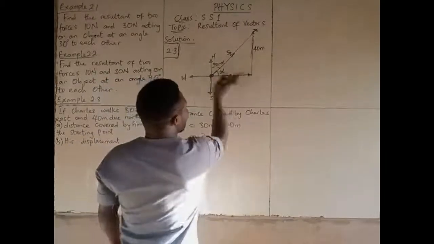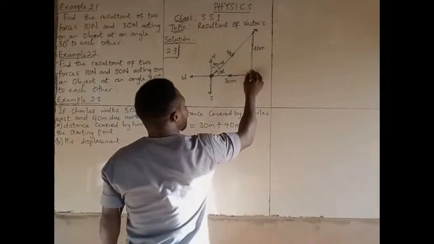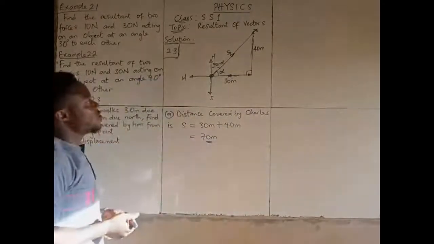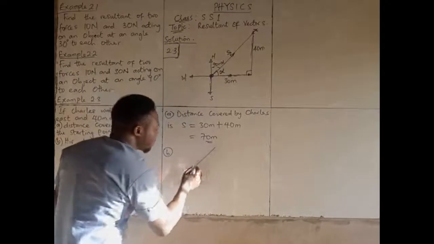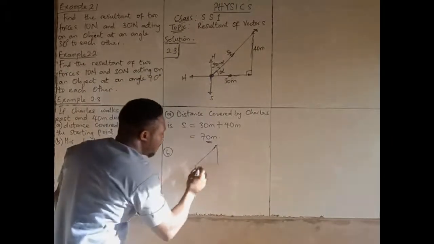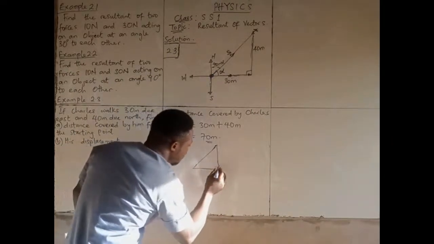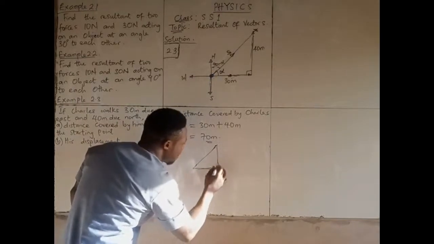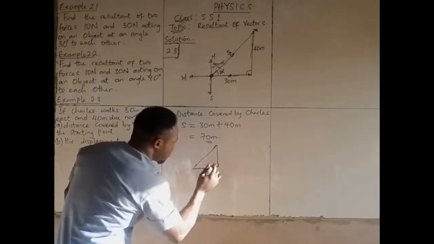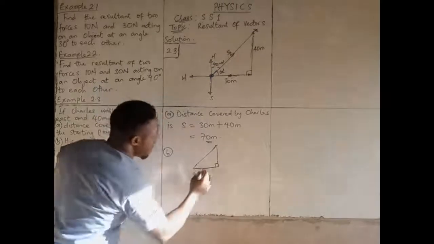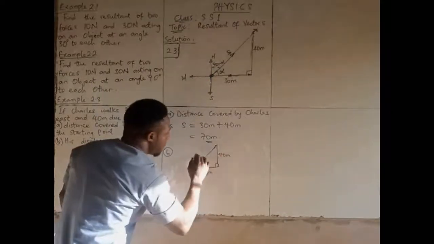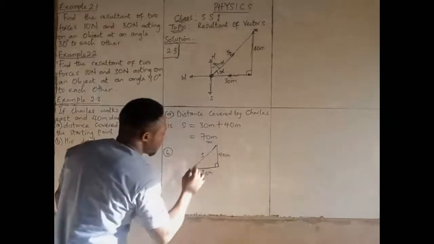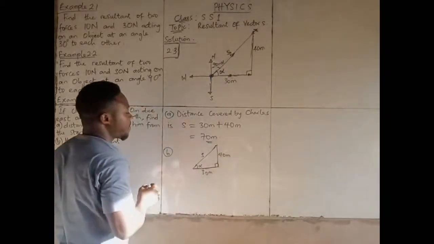Then your east and north make an angle of 90 degrees to each other, which makes our new diagram a right angled triangle. And this is 30 meters. This is 40 meters. What we are looking for is the displacement S at angle alpha.